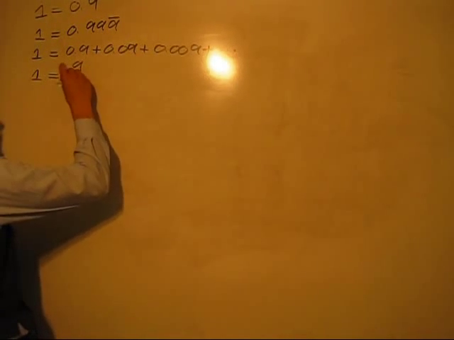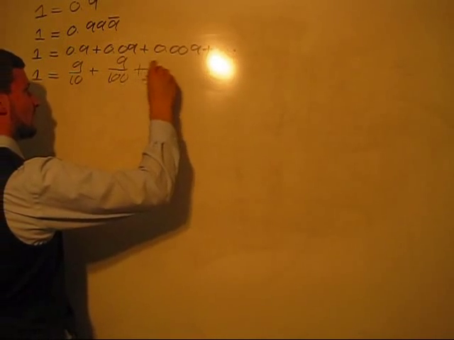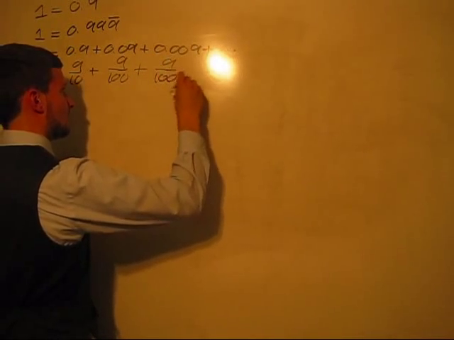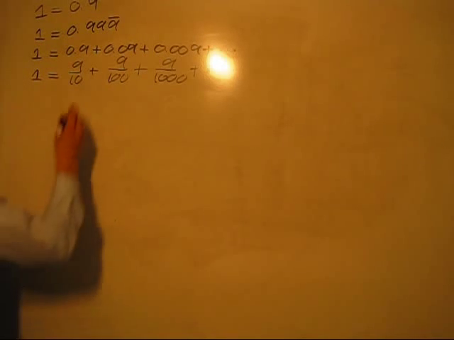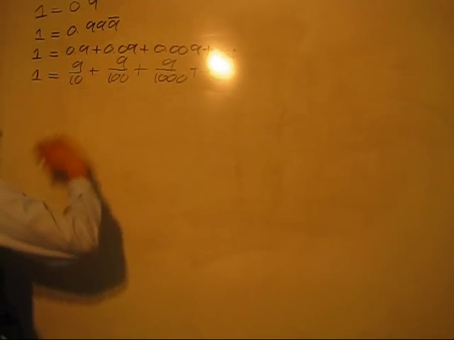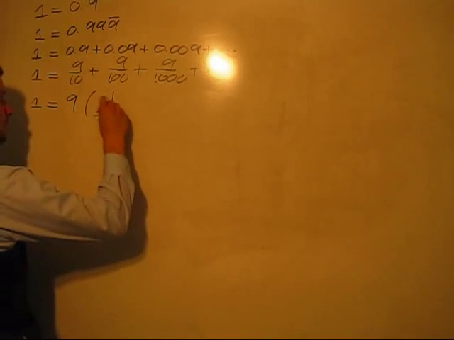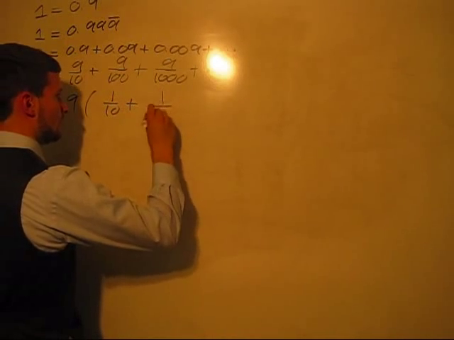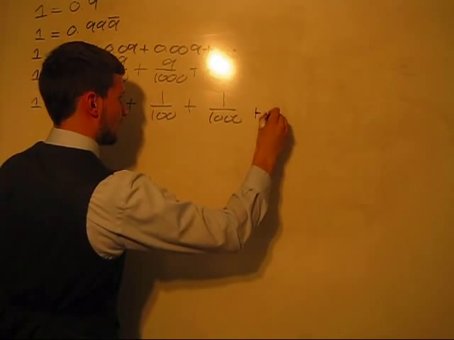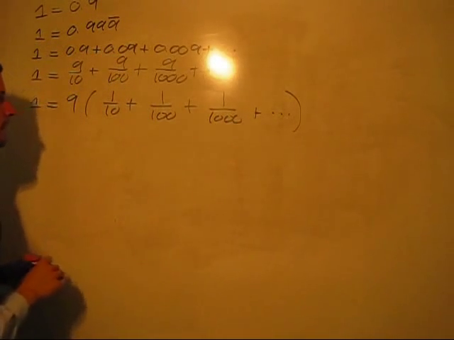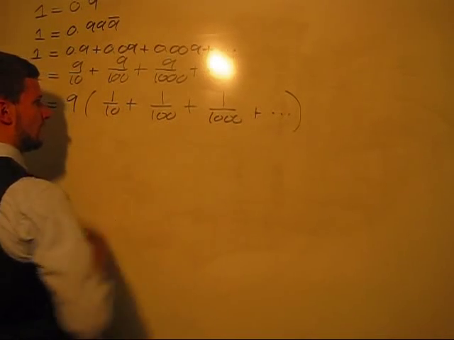1 equal to 9/10 plus 9/100 plus 9/1000. And we keep adding smaller and smaller partials. Notice that we have a constant of 9 for each term. Let's factor that out. So 1 is equal to 9 times 1/10 plus 1/100 plus 1/1000 plus, and again we keep adding to infinity. Well, notice also that there's a common power of 10 between these denominators.